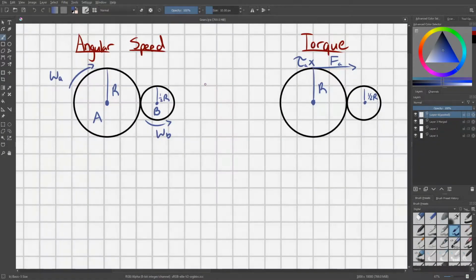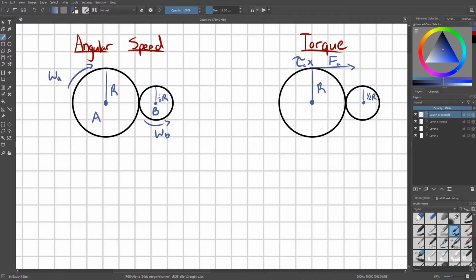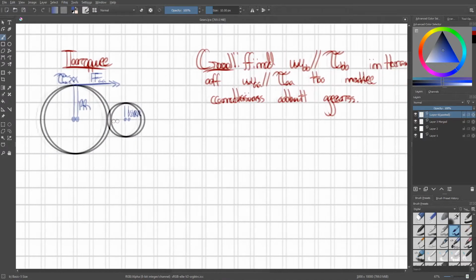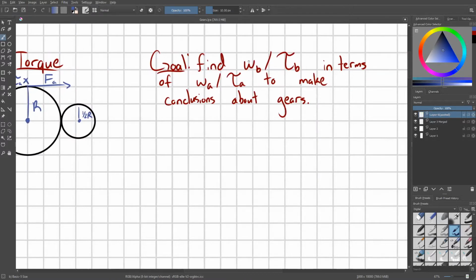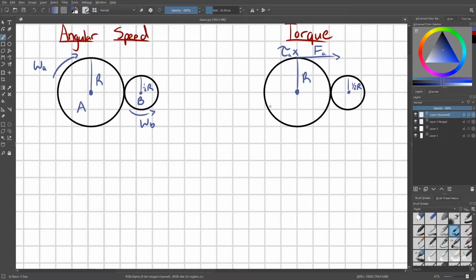Hey everyone, today I want to talk a little bit about gears. So, the goal of each of these problems that I'm about to do is going to be to find omega B, or TB, in terms of omega A and TA to make conclusions about gears. So we're going to have a bunch of different gear setups, and we're going to talk about each of them.